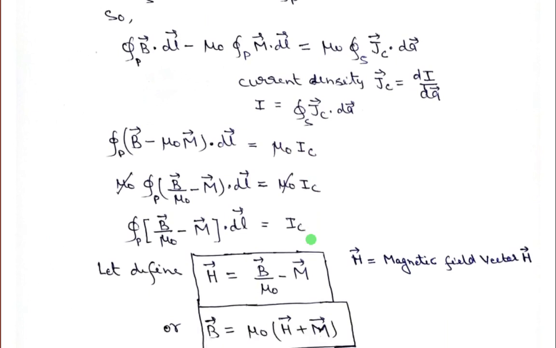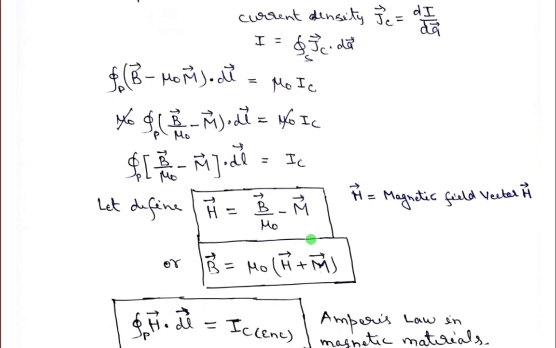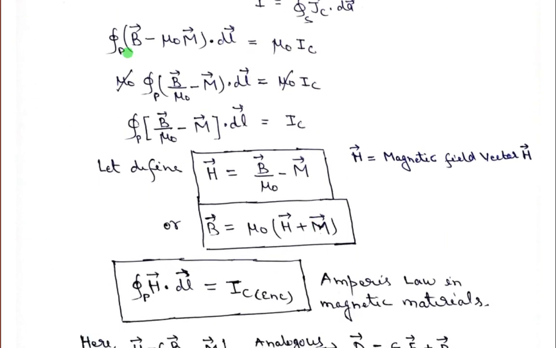So if you simplify this equation, this mu 0 will be cancelled out. What will you get? Line integral of closed path, in bracket, B upon mu 0 minus M. Okay, I have taken mu 0 common, so this B upon mu 0 minus M dot dl is equal to IC, that is conduction current.